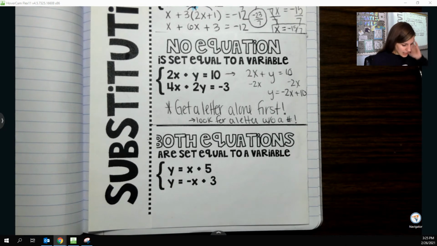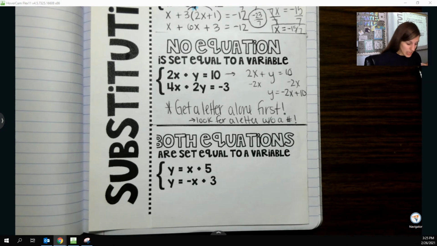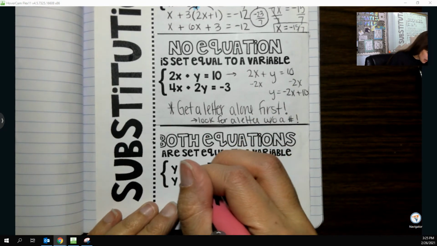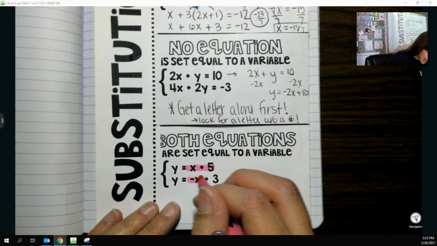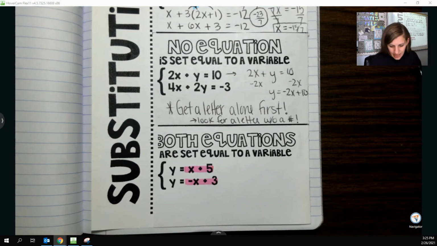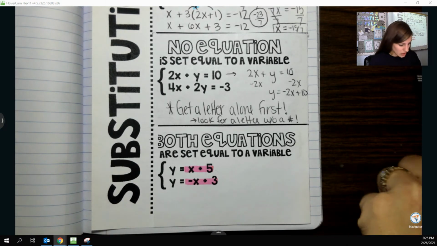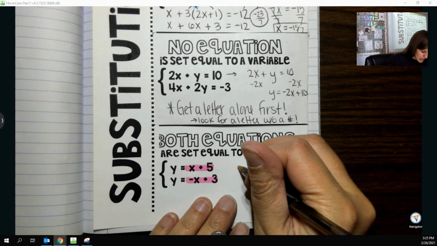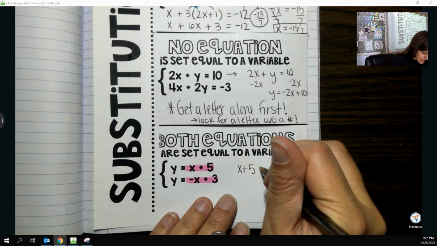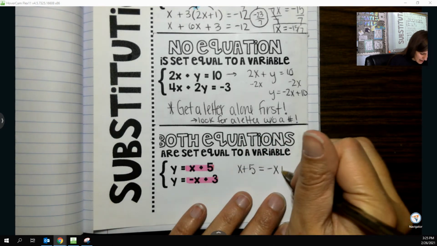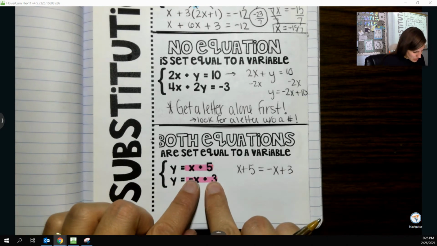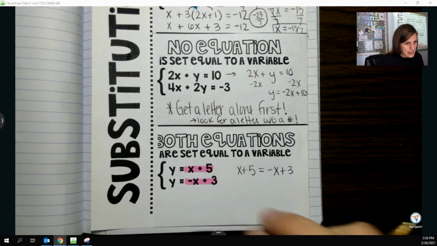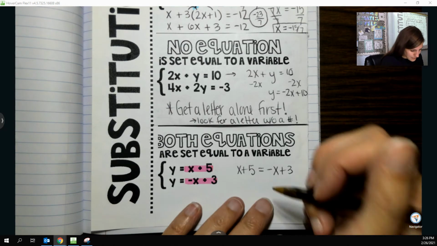So with this one, if both equations are set equal to each other, then I just put one equal to the other. So since this one is equal to y and this one is equal to y, they are equal to each other. So it's like x plus 5 equals negative x plus 3. Because I'm kind of just putting this one in for that one. I think that makes sense.